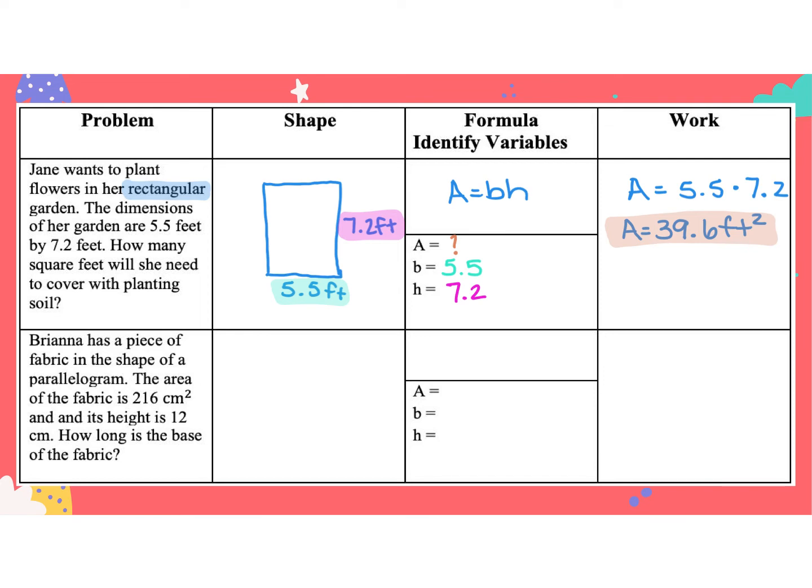In our next problem, it says Brianna has a piece of fabric in the shape of a parallelogram. The area of the fabric is 216 centimeters squared, and its height is 12 centimeters. How long is the base of the fabric? So we know we will be looking for the base, and we need to draw a parallelogram for our shape.